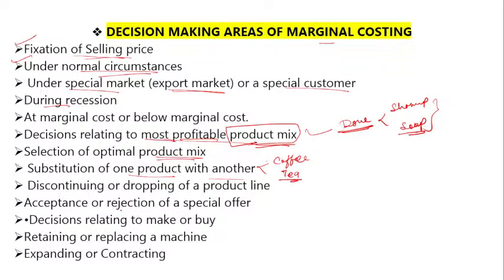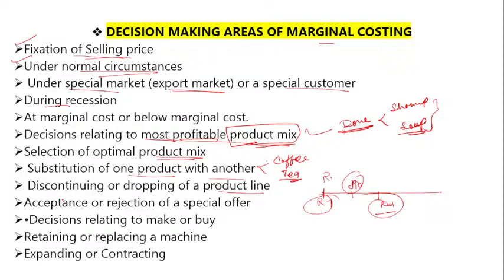Discontinuing or dropping of a product line, that means this is a product line of the company. Suppose I'm talking about the Reliance company. Reliance has Reliance Trends, Jio Mart, and also the Reliance petrol pump. If in some specific product the company is not gaining profit, in that case the company decides either to drop it or to discontinue it. So all these decisions are taken with the help of marginal costing.